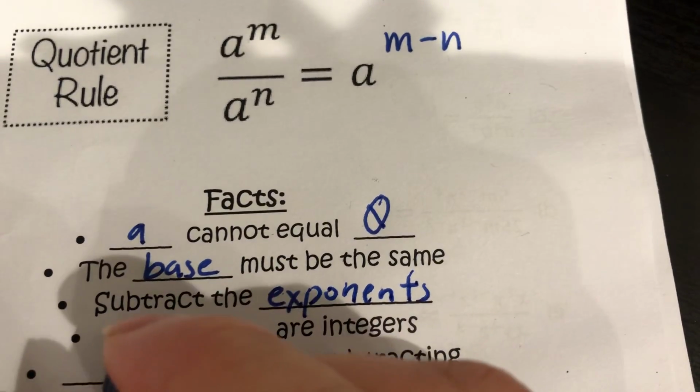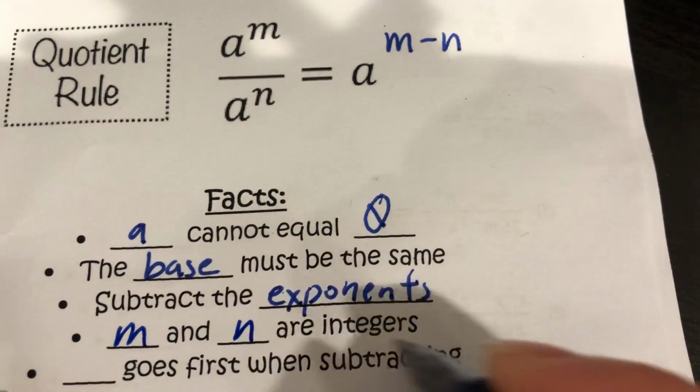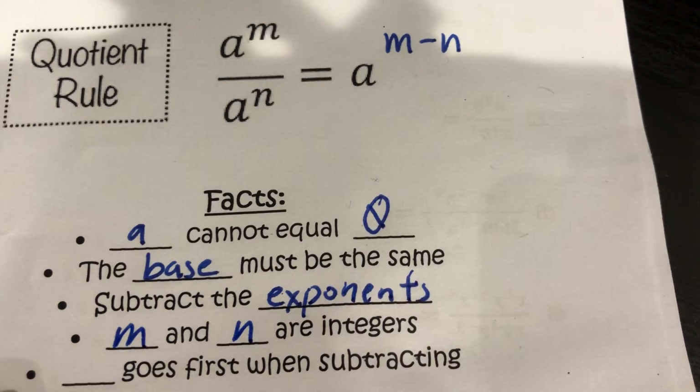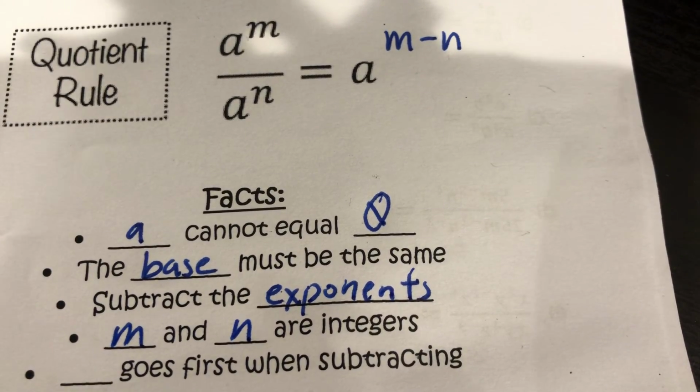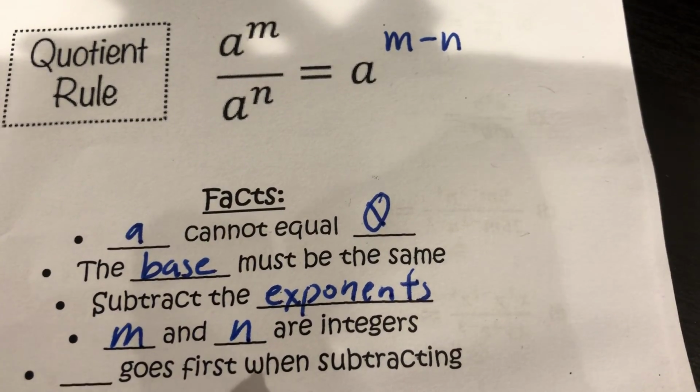And m and n are integers. Integers are just whole numbers. Later on, they might get a little bit fancy with fractions, but right now, they'll stay as integers.